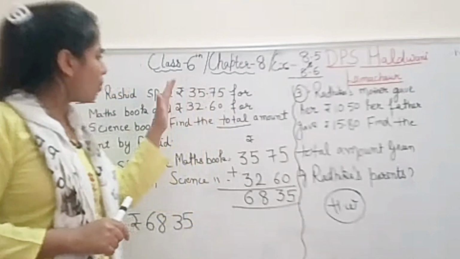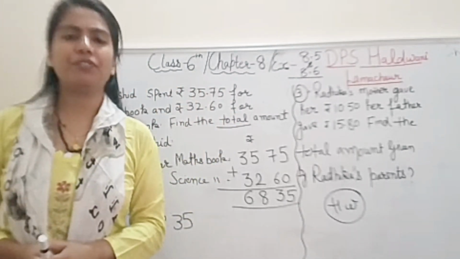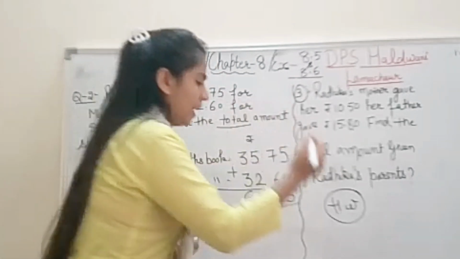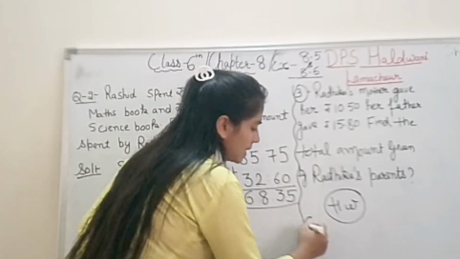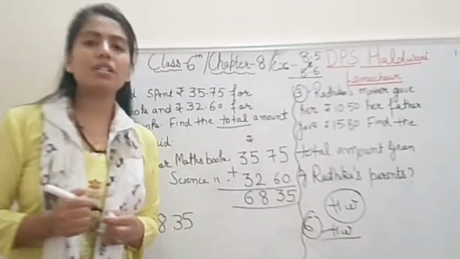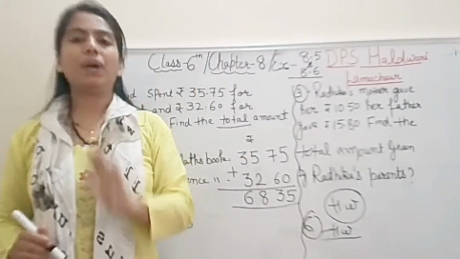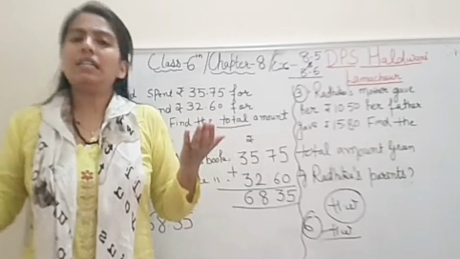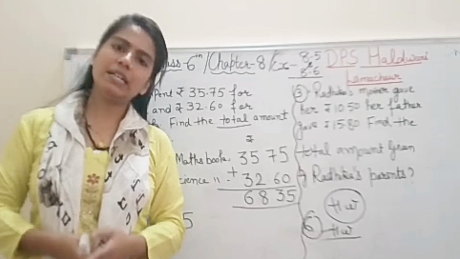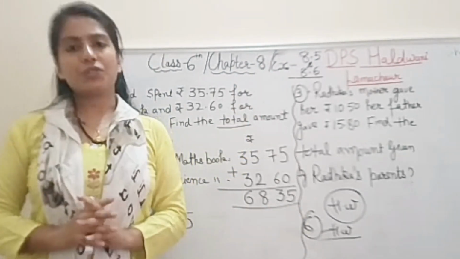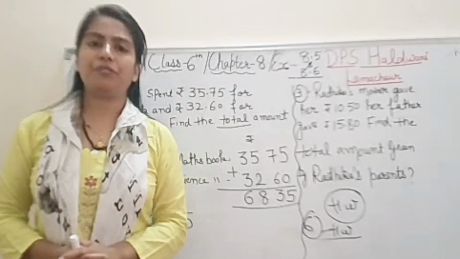So this is all about your exercise 8.5. After question 3, you just do one more question like question number 6. So 3 and 6 are homework for you, that's it. Because you just need to know how to add, that's it. Whatever question comes in the exam, it's very easy to solve, right? So 3 and 6 only are homework for you. So this is all about exercise 8.5.